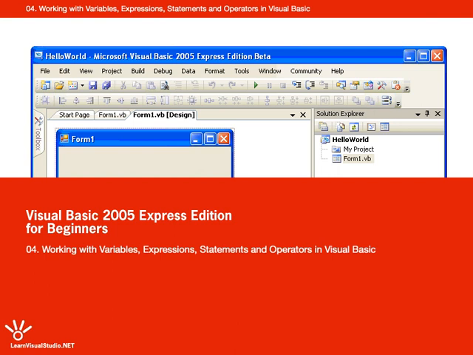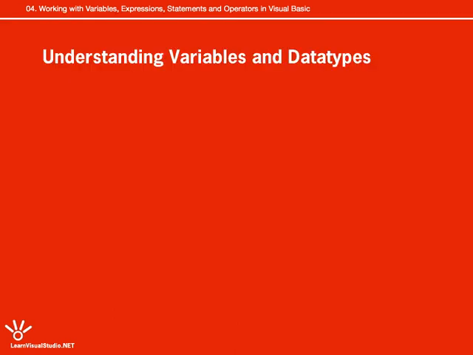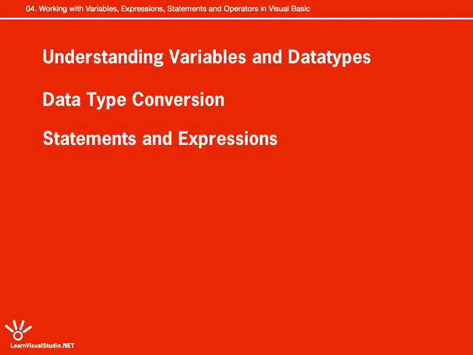Hello again. In this lesson we're going to talk about using variables in Visual Basic, what they are, how to declare them. I'll explain what data types are and how they fit into the picture, and then how to convert values from one data type into another and so on. Then we're going to talk about the difference between statements and expressions and look at different types of each. So let's go ahead and get started right now.